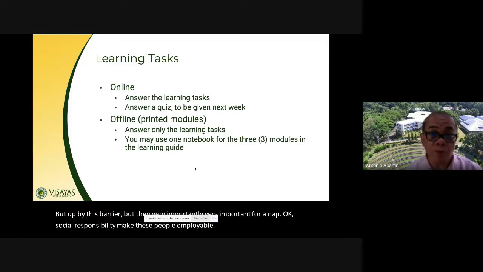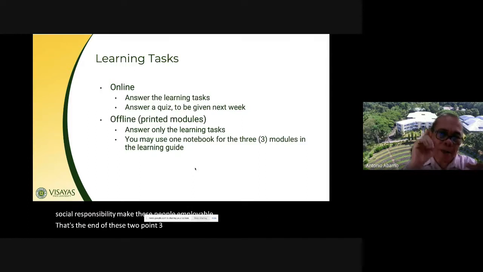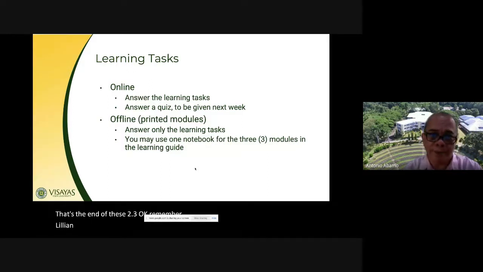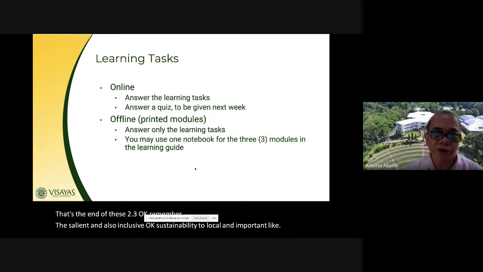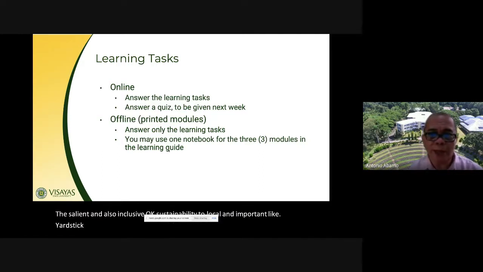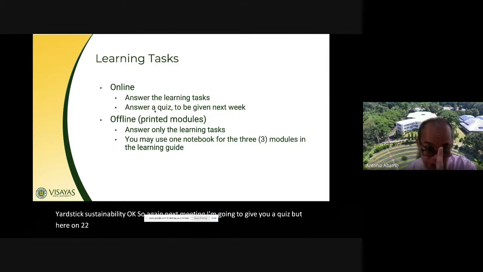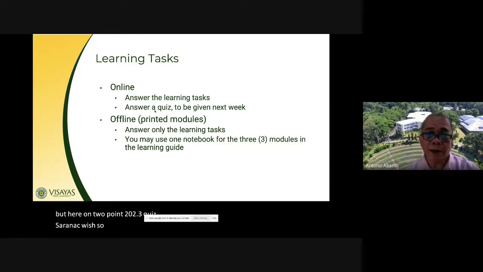That's the end of this 2.3. Okay, remember: sustainable, resilient, and also inclusive. Sustainability has three pillars, the important yardstick of sustainability. Again, next meeting, I'm going to give you a quiz. For 2.3, there will be one question. So, watch out. I will send the question in our Moodle classroom.